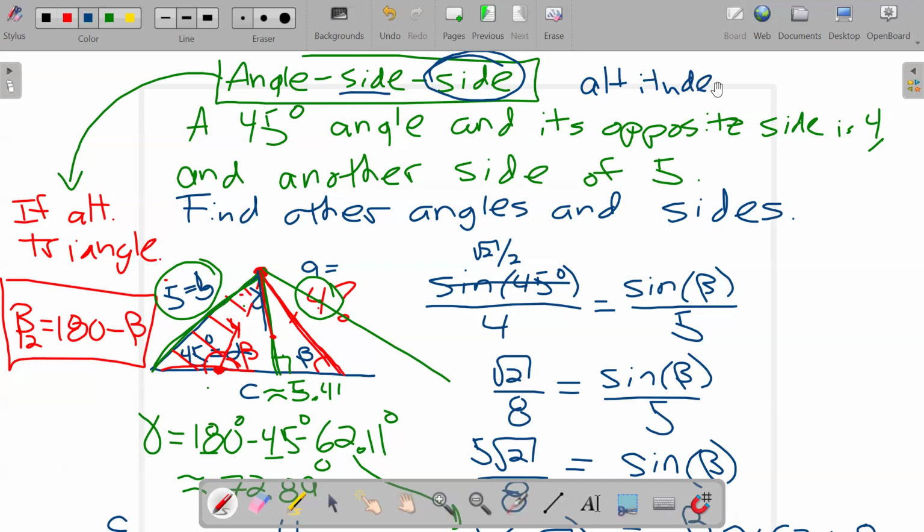And typically with the homework, it'll either just say find the other parts of the triangle, or it'll say if there's more than one triangle, find them both. Okay. All right. So let's stop this recording and do another example.